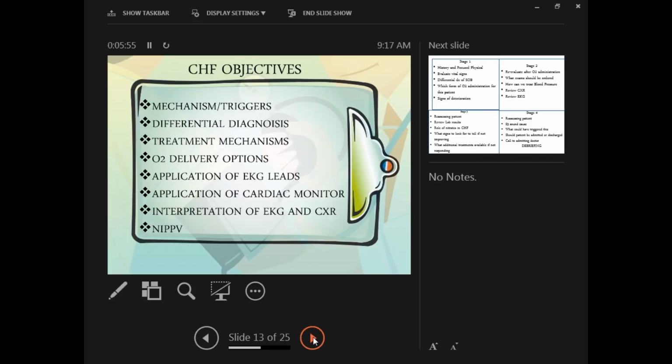How about the oxygen delivery? Would we use oxygen differently in a patient that's breathing through their mouth that's more short of breath? So what other options are available?